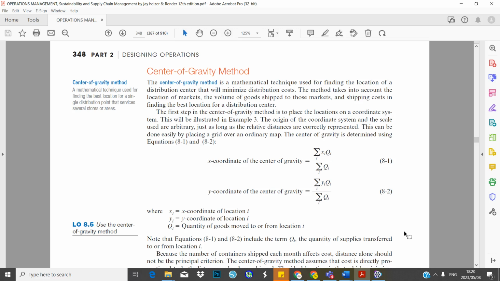Now, the center of gravity method is a method that is mostly used by companies that own distribution centers, which means they already have some retail shops, where they have some stores left and right, and then they are looking for a place where they are going to locate the main distribution center. Now, this method is a little bit different. It is used for finding the best location for a single distribution point that serves different other stores.